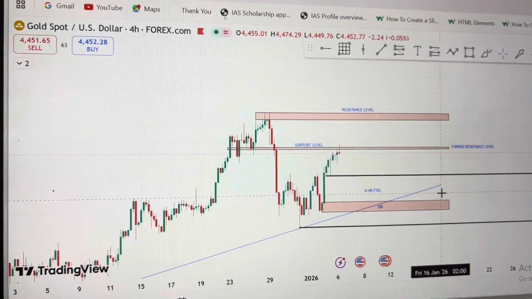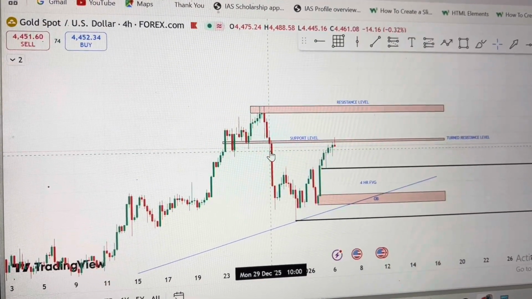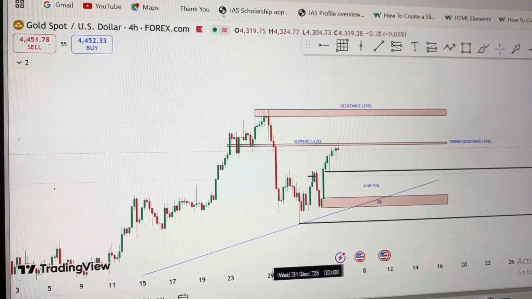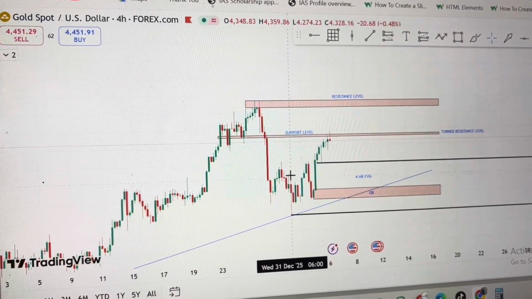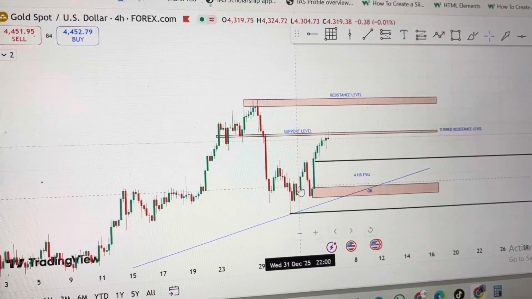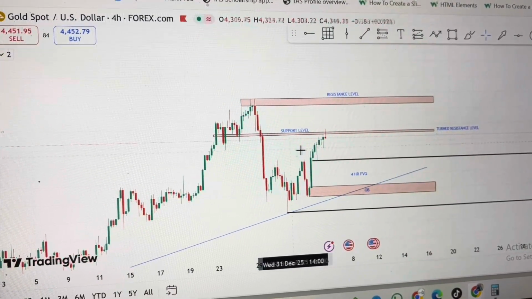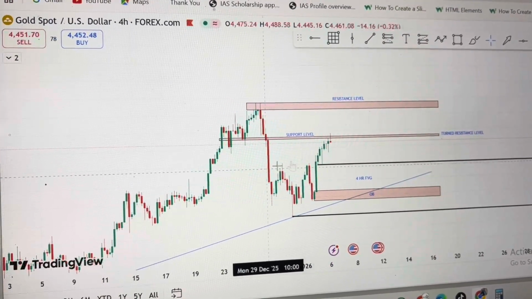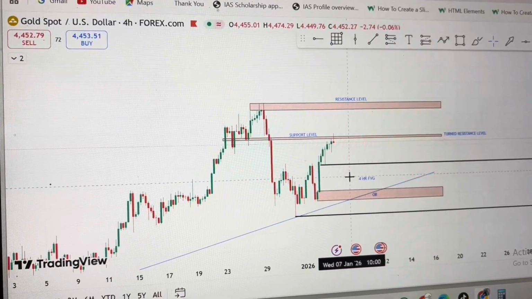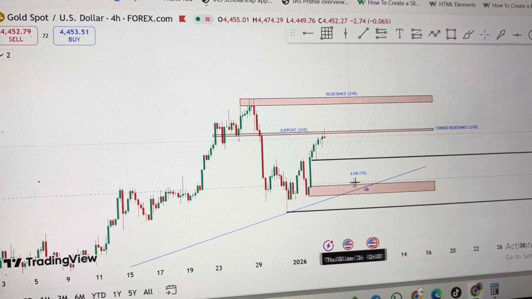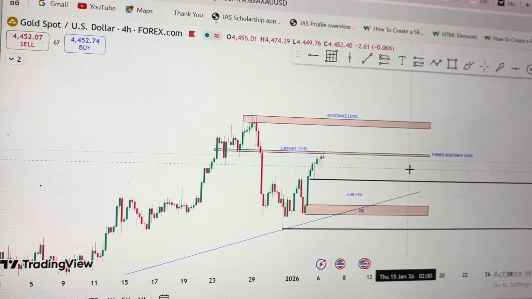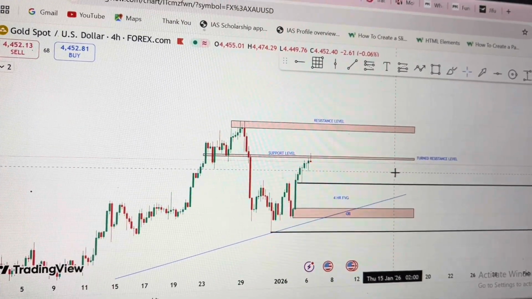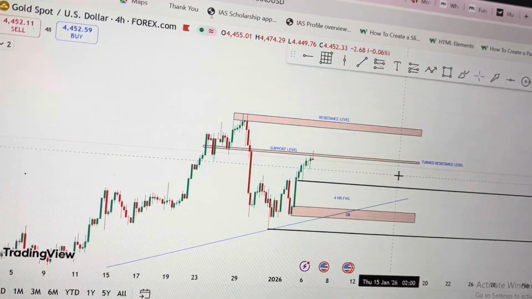I should always draw also the fair value gap, because price likes to fill the imbalances. You see this space here, the fair value gap. The price had to come down all the way here. It reacted, and it had to fill these imbalances. So this is my fair value gap, and this is my order block. You have to draw the most important points on the 4 hours so that you can get your daily buyers.